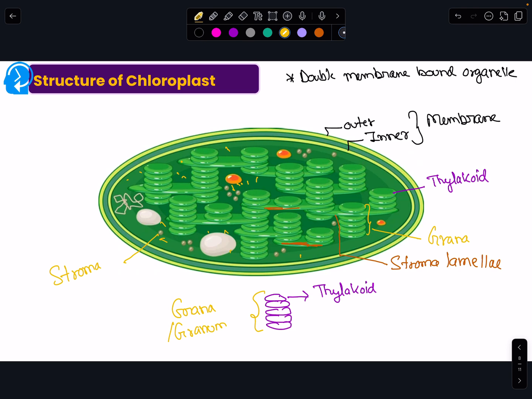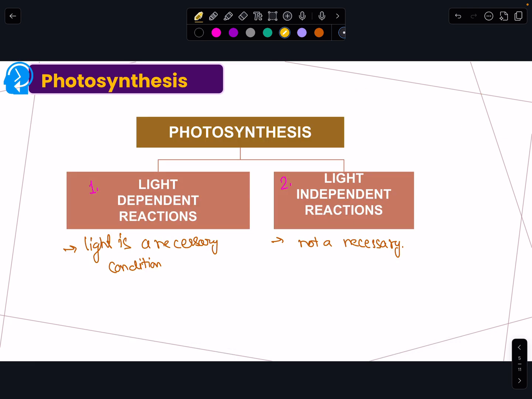And what is the significance of the grana, thylakoid, or stroma? We will be connecting it very soon. If I go back, there is one very important thing we need to remember: the light dependent reaction, where light is definitely a necessary condition. But where exactly does this light dependent reaction take place? It occurs in the grana, or you can say in the thylakoid of the chloroplast. Whereas the light independent reaction occurs in the stroma of the chloroplast. So these are the two major differences we need to remember. Definitely, there are many more differences. It is just the basics that we are learning right now.